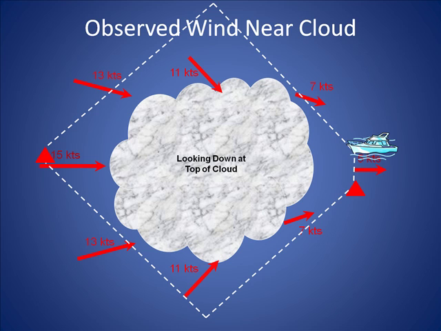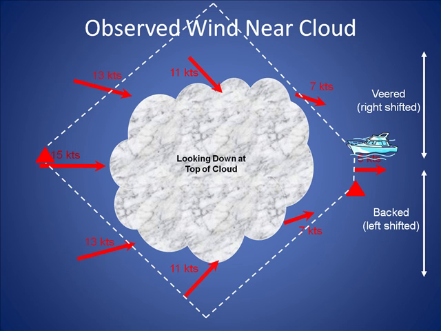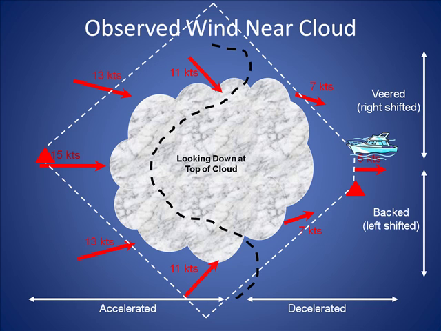Looking upwind, you can see that the winds on the right side of the course are veered, or what some call right shifted, while the winds on the left side of the course are backed, or left shifted. There's also some impact on speed. If we look upwind at the cloud, the wind at the front of the cloud is decelerated and lighter, and the wind near the back of the cloud is accelerated and stronger.